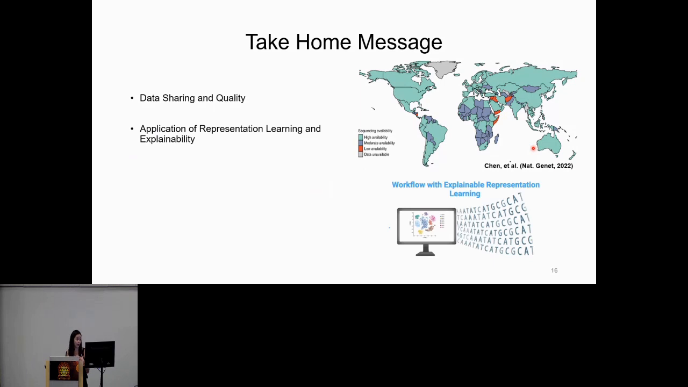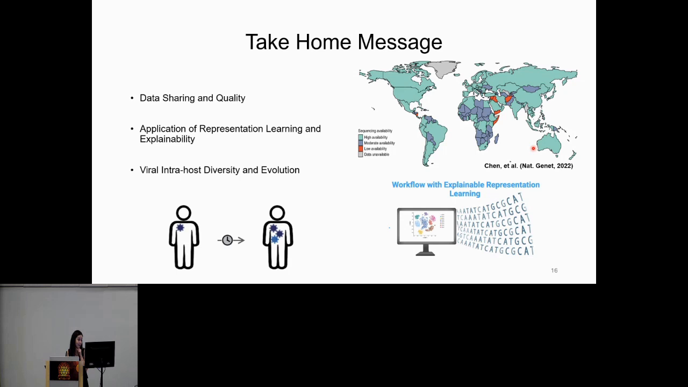We also show application of representation learning, and the generation of this data set is important for this. But also explainability: even with a simple method that I showed you today, it is important to quantify the representation that we are looking at. And finally, I'm leaving you with a clean data set of intra-host diversity, but also the importance of looking at intra-host diversity in viral infections.